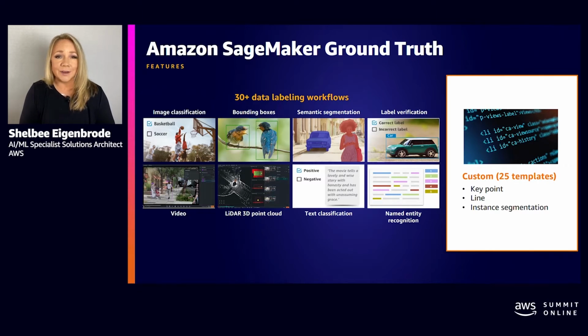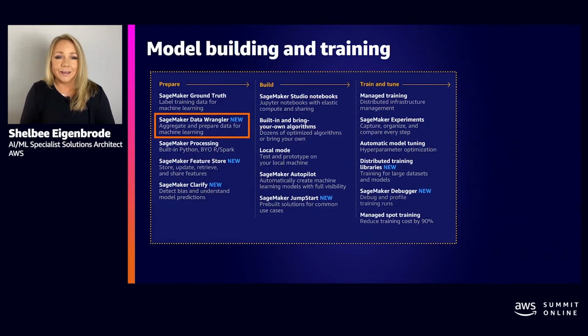So now that we've talked about a key SageMaker feature for data labeling, let's talk about another feature from the preparation stage. SageMaker Data Wrangler is a new feature that was announced at re:Invent, and it's aimed at reducing the time it takes to aggregate and prepare data for machine learning.